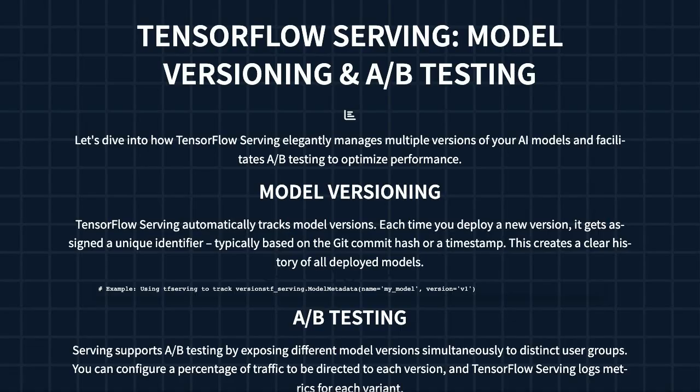Okay, let's talk about how TensorFlow Serving helps us manage different versions of our AI models. It's incredibly smart about this. It automatically keeps track of every single version that gets deployed, using things like Git hashes to uniquely identify them. This means we have a complete history. Now for A/B testing, think of it as letting two different model versions compete to see which one performs best with real users. TensorFlow Serving lets you split your traffic and measure key metrics like accuracy and latency to make data-driven decisions about which version to use for everyone. It's really powerful for optimizing performance.